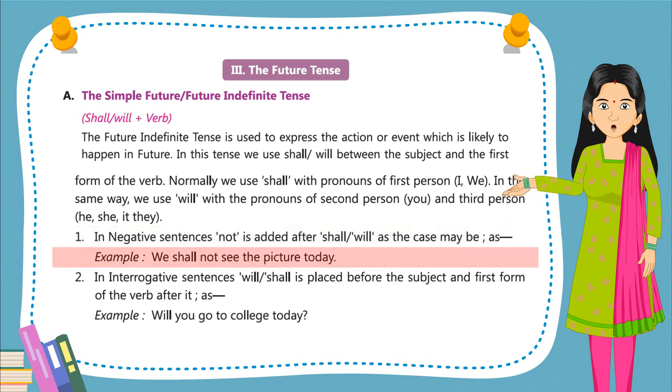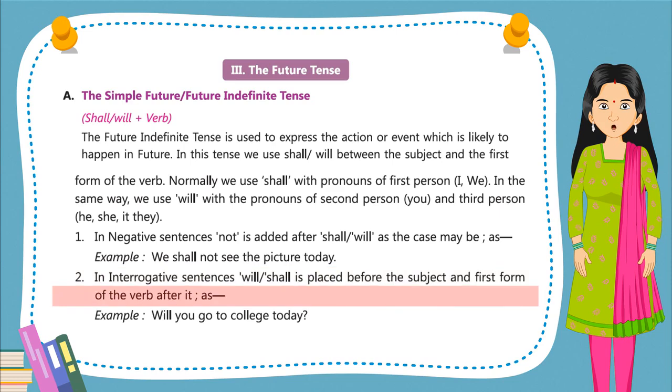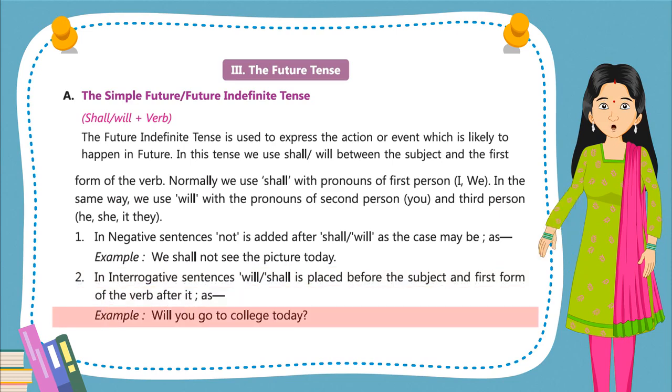1. In negative sentences, not is added after shall, will, as the case may be. As, example, we shall not see the picture today. 2. In interrogative sentences, will, shall is placed before the subject and the first form of the verb after it. As, example, will you go to college today?